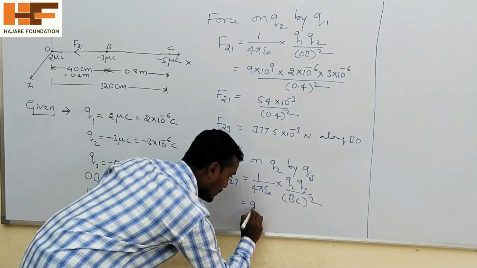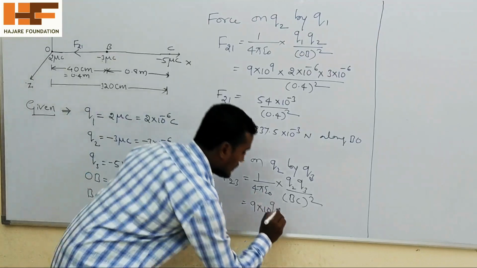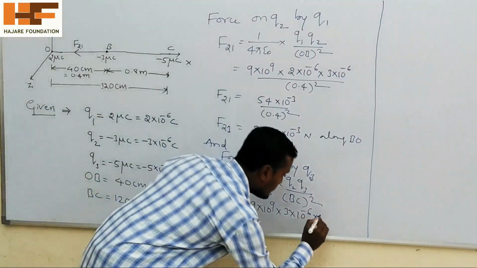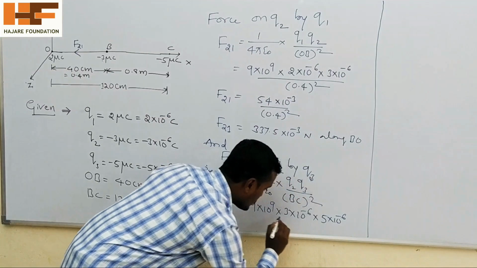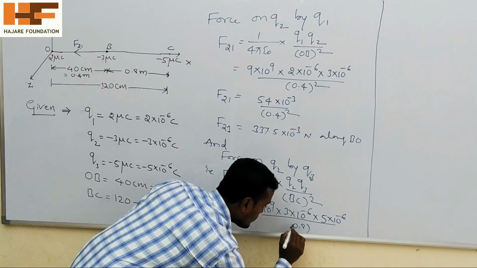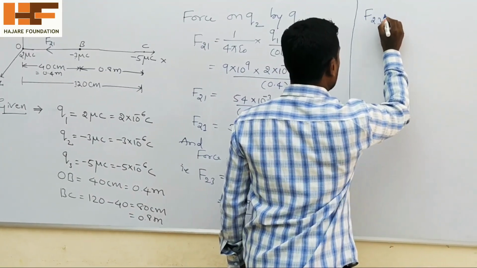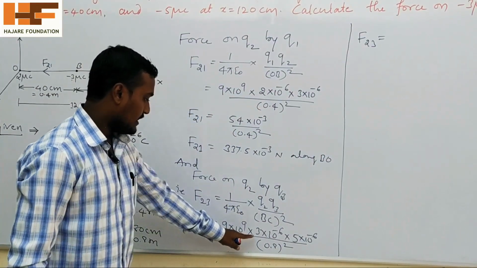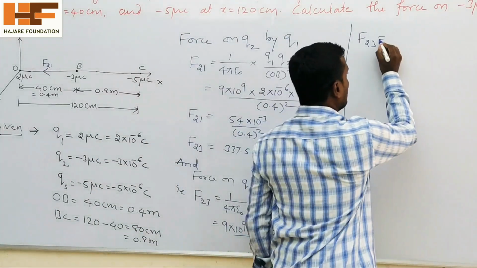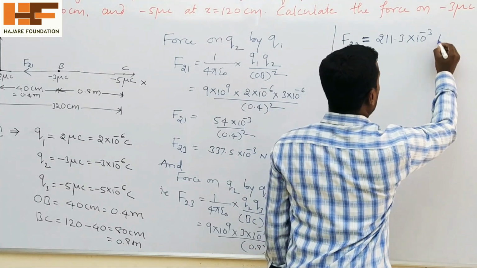Now it is 9 into 10 to the power of 9 into Q2. What is Q2? Minus 3, that is 3 into 10 to the power of minus 6. And Q3, the magnitude of Q3 is 5 into 10 to the power of minus 6, whole divided by BC, which is 0.8 square. Now F23 is equal to, simplifying, the value of F23 is 211.3 into 10 to the power of minus 3 Newton.